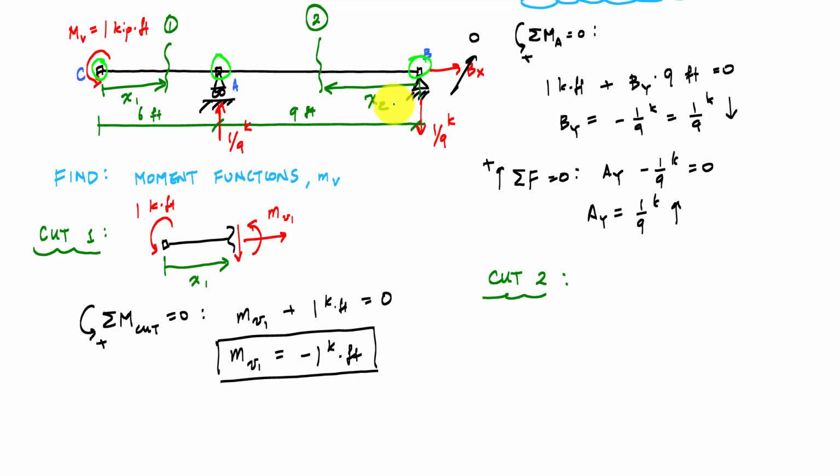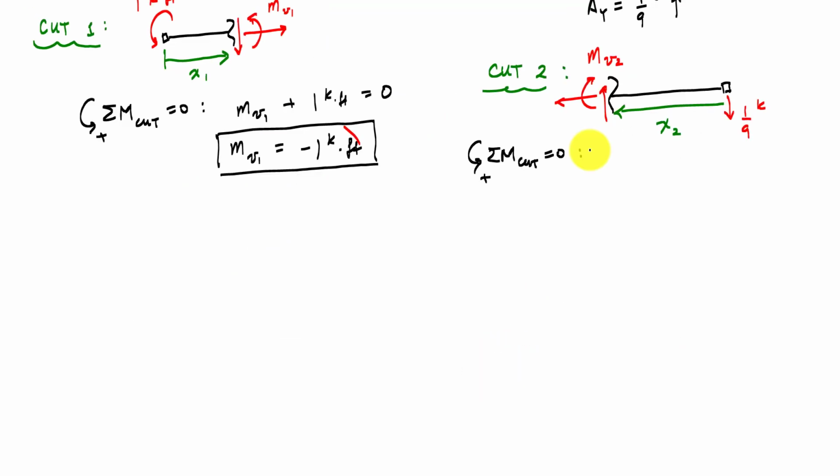And then for cut 2, again, I'll say the origin at B just like before. Here is x2 like this, and for that cut, if I choose the right side of the cut, my free body diagram will look like this. I'll have the 1/9 kip pointing down, the x2 like that, and then I'll have here mv2. And then there'd be a normal and a shear as well, but we don't need those. We're not including those effects at all. And so here, from the sum of the moments about the cut, I would get that negative mv2 minus 1/9 kip times x2 equals 0.